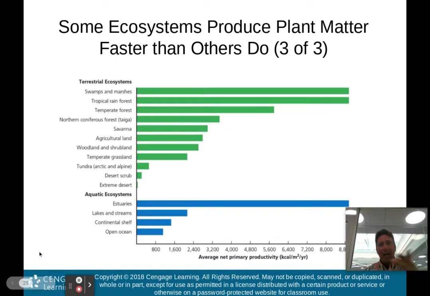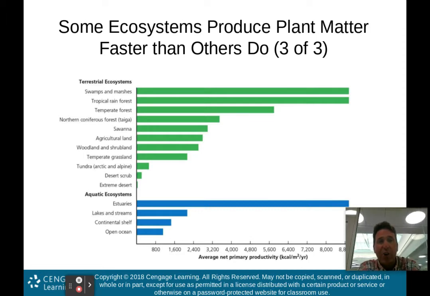All right, so we're going to take a look at this chart here. Again, this shows that some ecosystems produce plant matter faster than others. This is probably a chart that I think you should at least have a general idea of what's going on here. You'll notice on the x-axis, we have the average NPP, or your average net primary productivity. And then going up the y-axis, basically just types of terrestrial and aquatic ecosystems. So you'll notice swamps and marshes, and there are those tropical rainforests that I talked about at the beginning of Part 1 of this chapter. They produce the most, or have the most, average NPP.